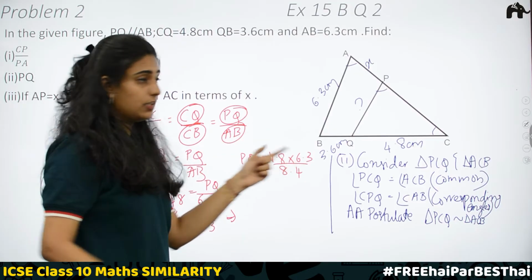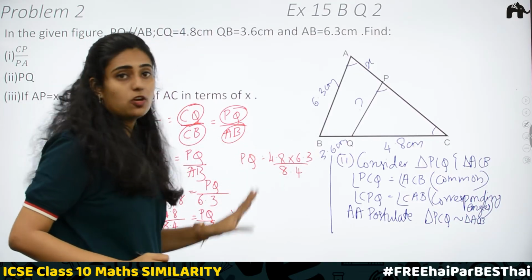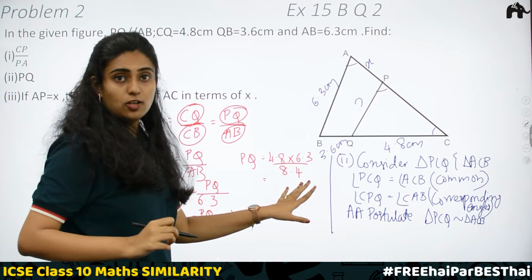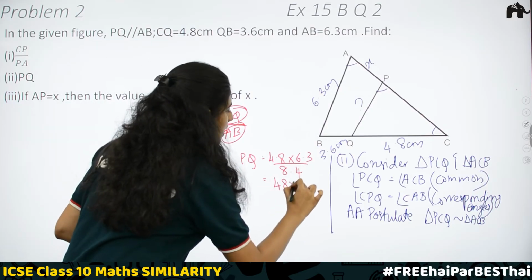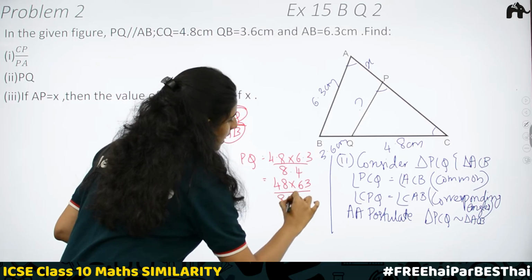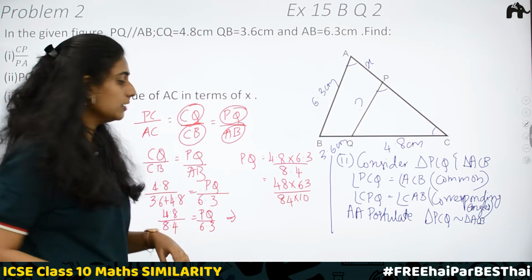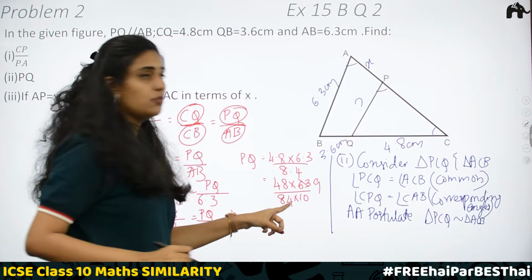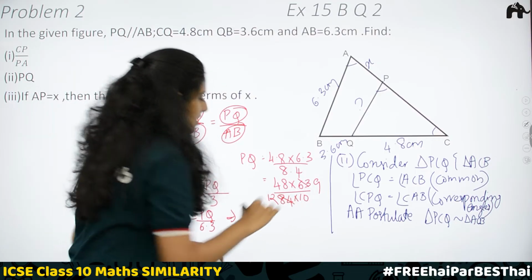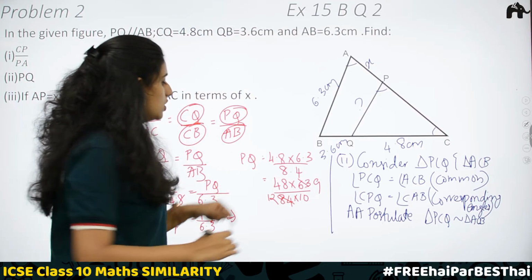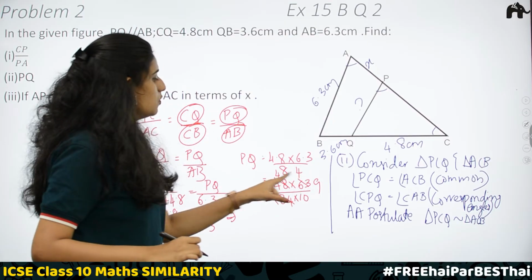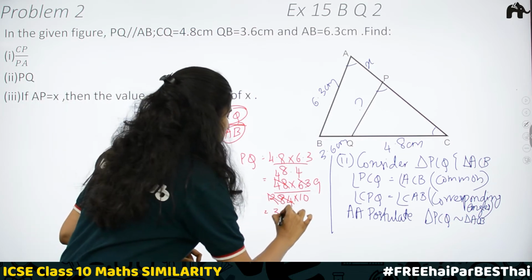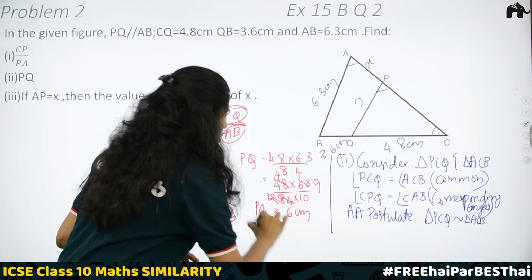So to remove decimals, in the numerator we have 2 decimals to remove and in the denominator also we need to remove 2 decimals, in that case I will be multiplying numerator and denominator with 100. Then 48 into 63 divided by 84 into 10. So this 63 is 7 into 9 and 84 is 7 into 12. Cancelling this, then 12 into 4 is 48. Here we get 4. So what is 4 into 9? 4 into 9 is 36 and here we have divided by 10. 3.6. 3.6 centimeter is the length of PQ.